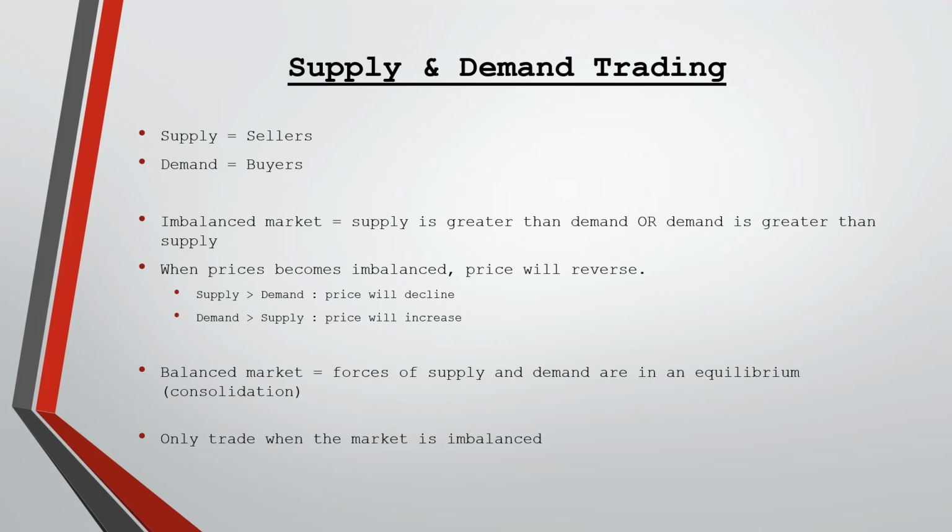And changes in price direction, because either the sellers are taking over the buyers or the buyers are taking over the sellers. So when we refer in this course to an imbalanced market, we are talking about a market where supply is either greater than demand or demand is greater than supply. And during these imbalanced areas, price will reverse because supply is greater or demand is greater, right? When we're talking about the market being balanced, we're talking about equal forces of supply and demand, and there's an equilibrium between buyers and sellers.